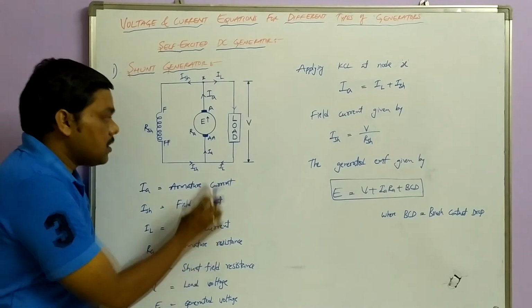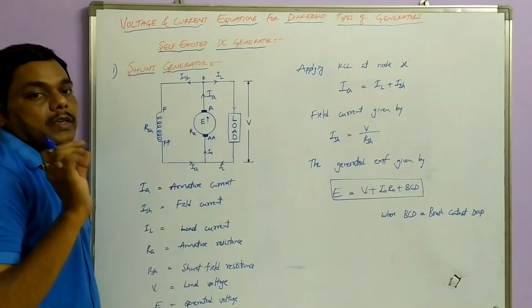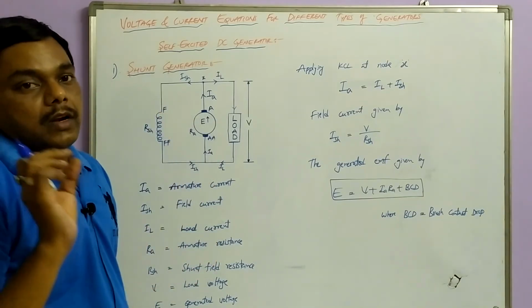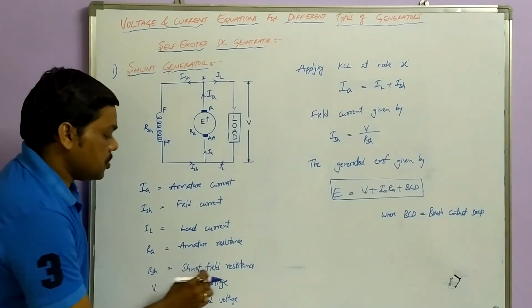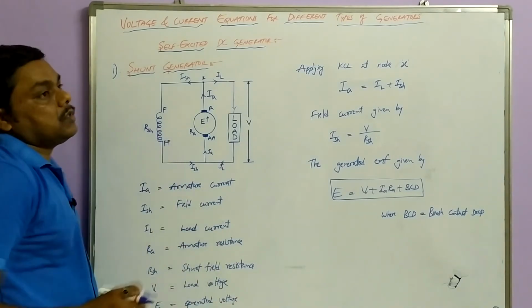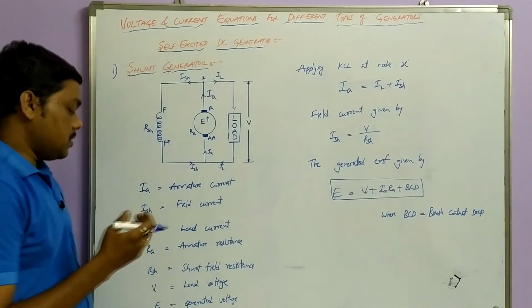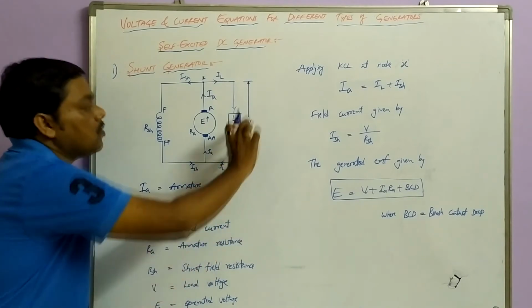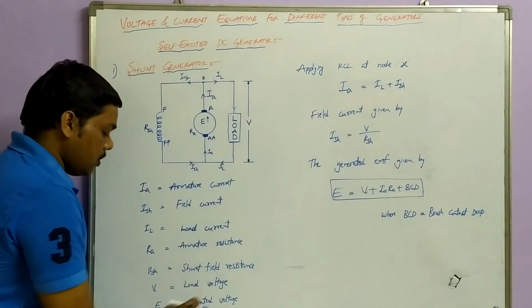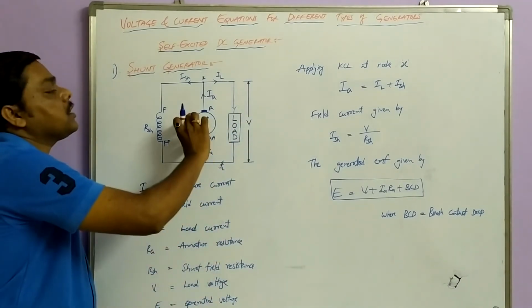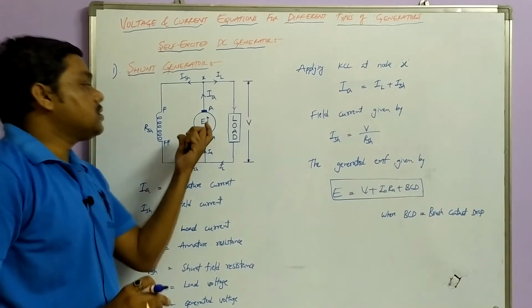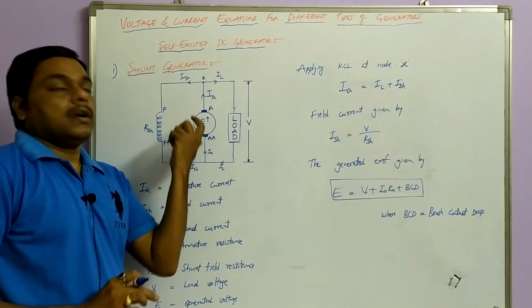Next, RA is the armature resistance. Armature resistance is very small. RSH is the shunt field resistance. The shunt field has a higher resistance, in the range of hundreds of ohms. V is the voltage across the load, nothing but the load voltage, and E is the generated EMF in the armature conductors.